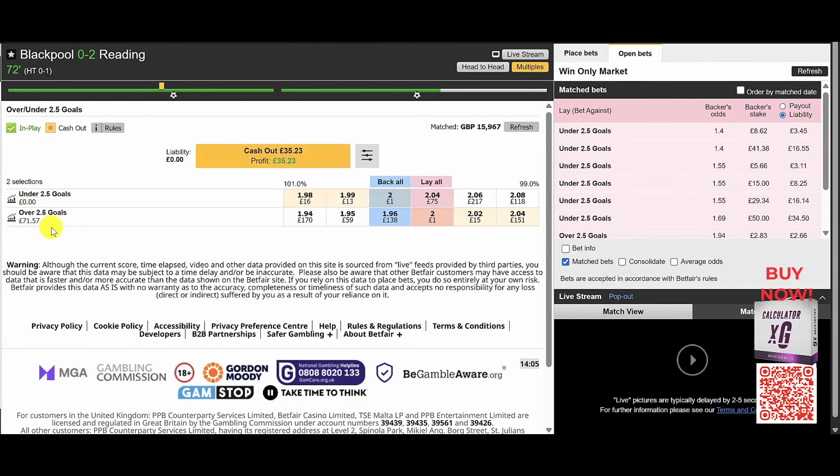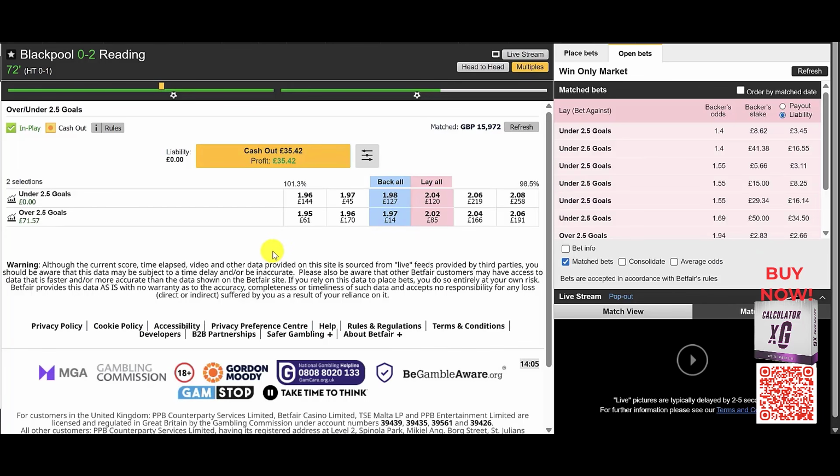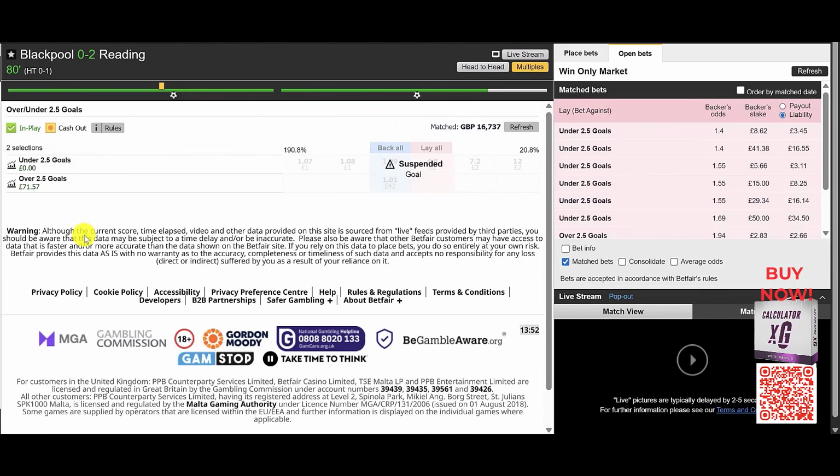And the most important part is that we've got the data guiding us. The data is telling us 1 goal overdue in this one, expecting 3 goals in this match. So let's see what happens. There is lots of time on the clock. 72 minutes. It's Blackpool 0, Reading 2. 80 minutes on the clock.